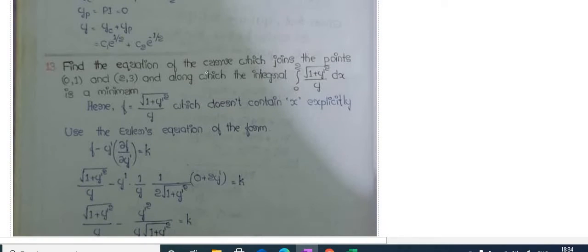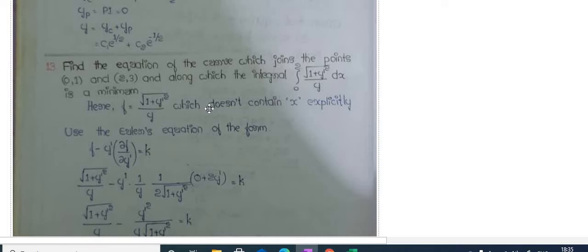Next question. Find the extremal of the curve. Find the equation of the curve which joins the points (0, 1) and (2, 3) and along which the integral is minimum. So these two conditions are useful to find out the integration constants. So here also observe f does not contain x explicitly. Here we are going to use the special case. Once again I am telling, if you use the special case the answer is same. If you use the general Euler's equation the answer is same.